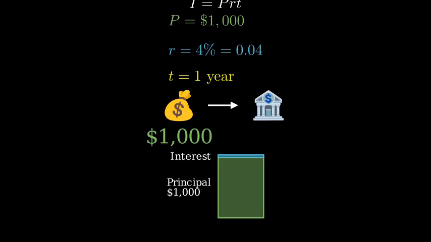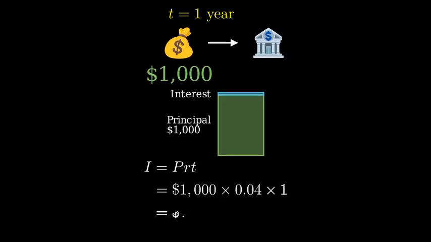Now, let's plug our values into the formula and calculate the interest. Interest equals $1,000 times 0.04 times 1 year. This gives us $40 in interest.